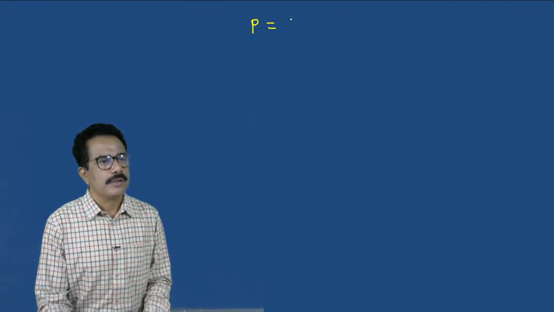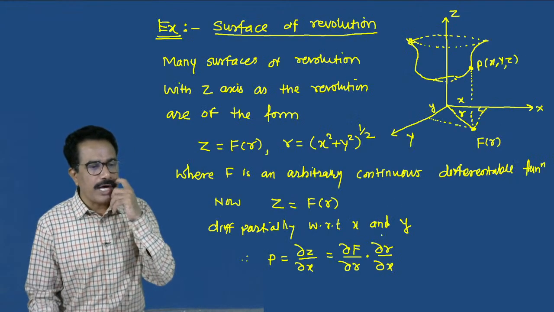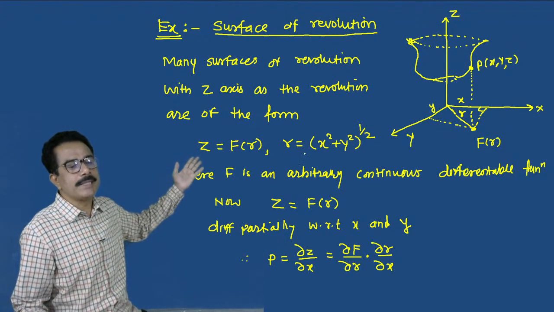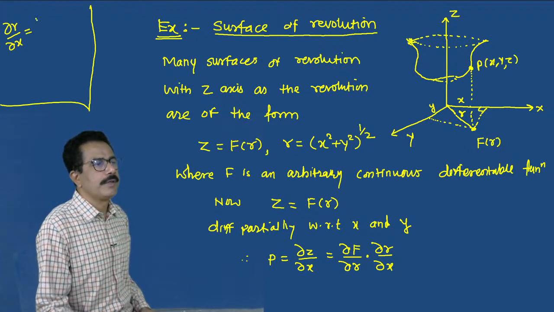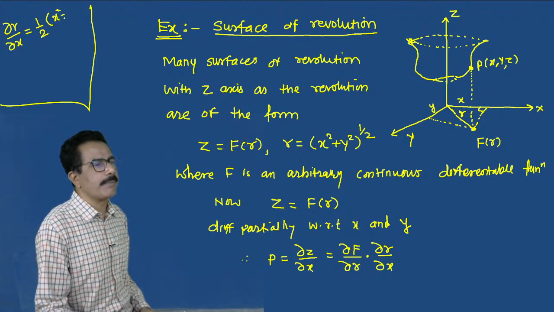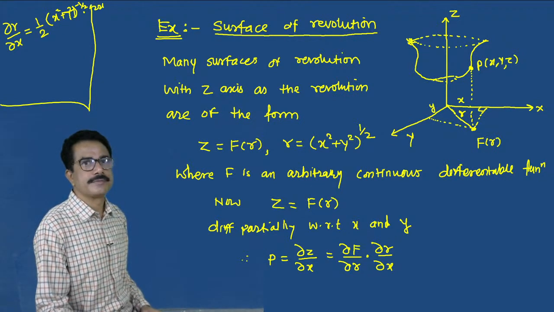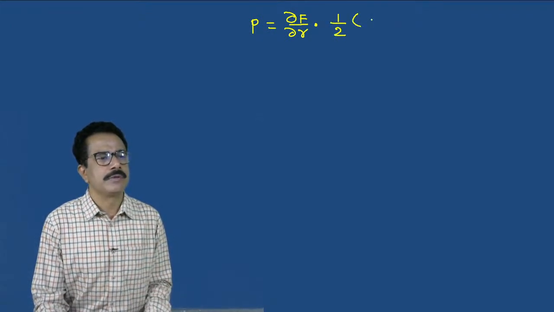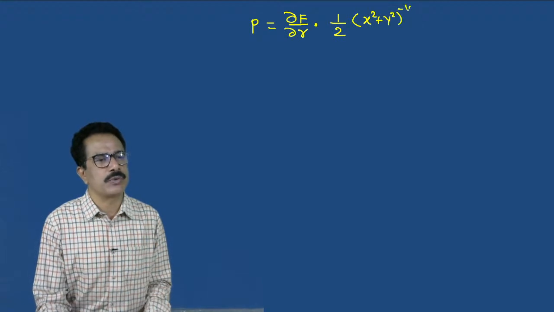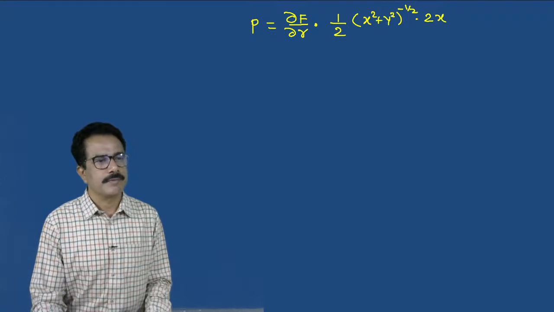So we can write this as p is equal to dou f by dou r into dou r by dou x. Now take the derivative: dou r by dou x is equal to 1 by 2 into bracket x square plus y square bracket raised to minus 1 by 2 into 2x, again the derivative of x square is 2x. So the 2 will cancel.